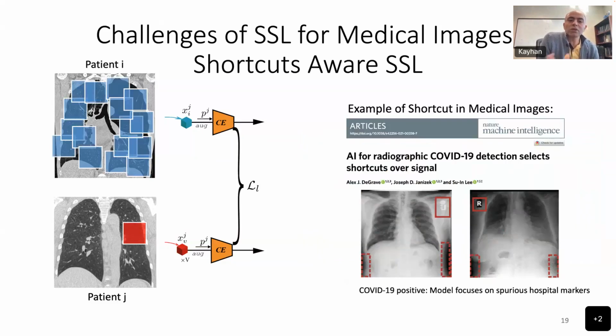And this is what happens if you apply this method naively on medical images. Unfortunately, the notion of shortcuts is ubiquitous in medical imaging. For example, in this paper by DeGrave et al., the authors showed that a deep learning approach trying to detect the presence of COVID-19 from X-ray images focused on symbols of the hospitals or other irrelevant or spurious information in order to identify COVID-19 patients. So this is for supervised tasks.